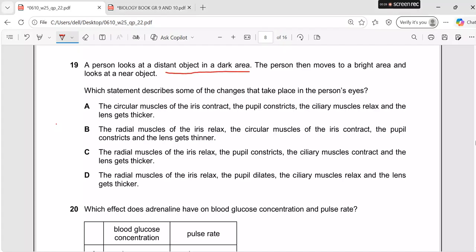The second part of the question says the person then moves to a bright area and looks at a near object. Interesting question. Why? Because the question is in two parts. The first part is saying some situation which is being changed in the second part. Now, what is the question actually? Which statement describes some of the changes that take place in the person's eyes?